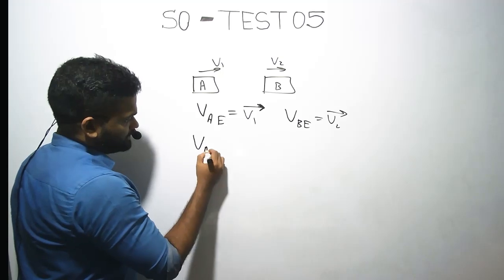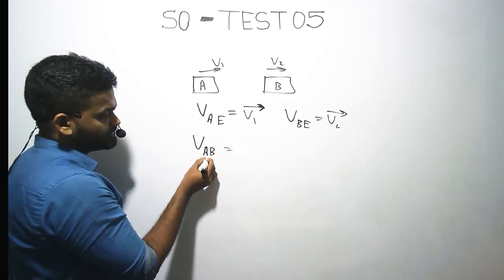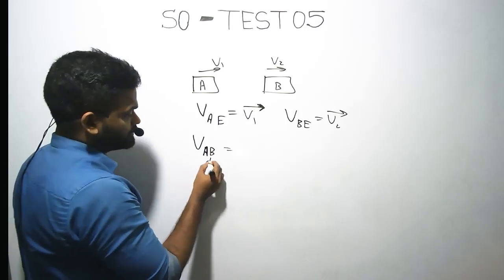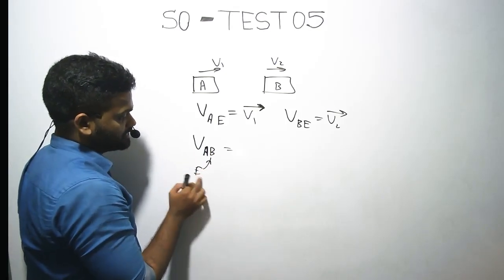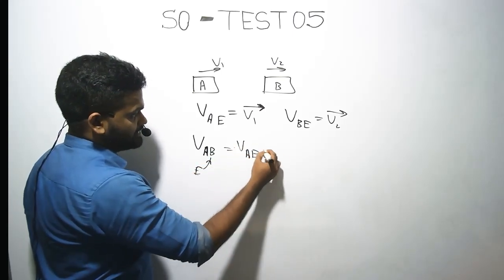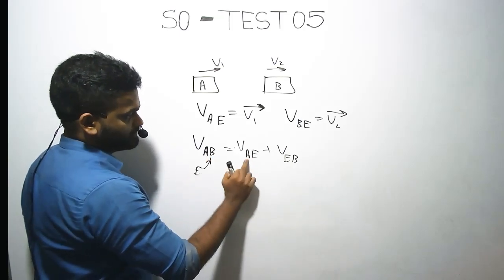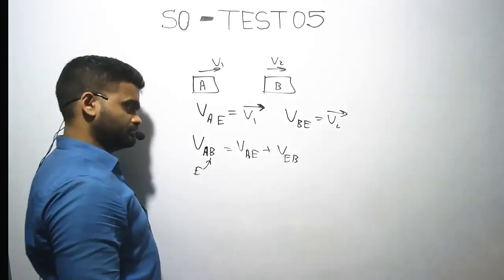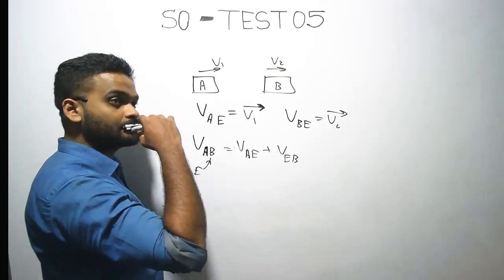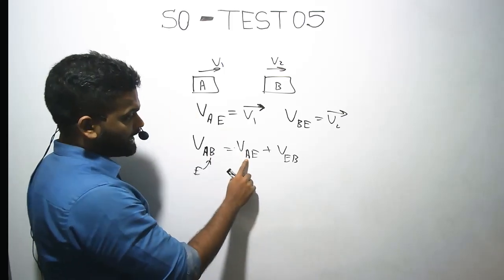Then there's this equation. What does this mean? Relative to B velocity of A. Just put another object, which is Earth here, in between. So you can write this equation like this: V_AB = V_AE + V_EB. You must recognize this pattern. You know that from vectors, right? AE, EB.